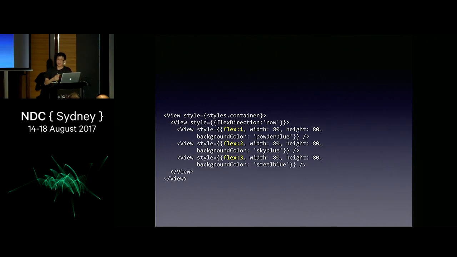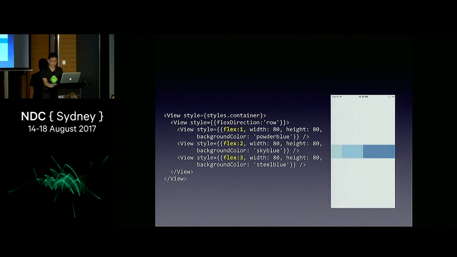One more time. Flex 1, 2, 3. I think now it's easier. Yeah, six spaces and the last one will take 3. So in the ratio 1, 2, 3, right? In this case, you get something like this. Okay. So, straightforward.